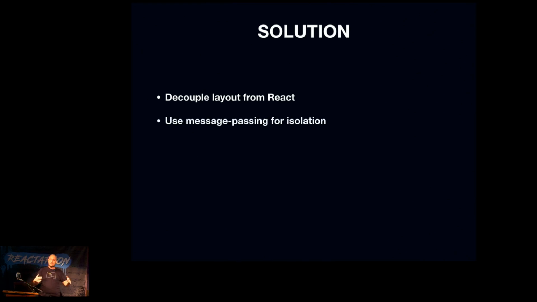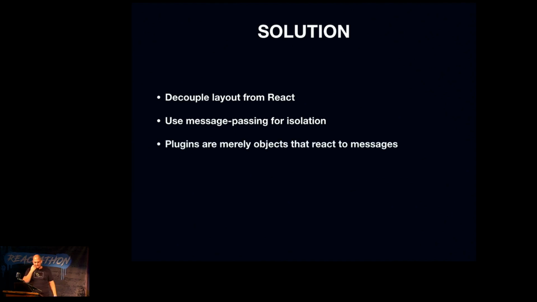We want to use message passing for isolation. That's one of the staples in computer science. That's how we do isolation, by doing message passing. And then finally, plugins should be merely objects, right? That react to messages, no pun intended. So they can do whatever they want inside the object. They can have React components, whatever they want to do, but they ultimately should all be objects. And relatedly, representation in the plugins should be optional. We can have engines in the plugins.